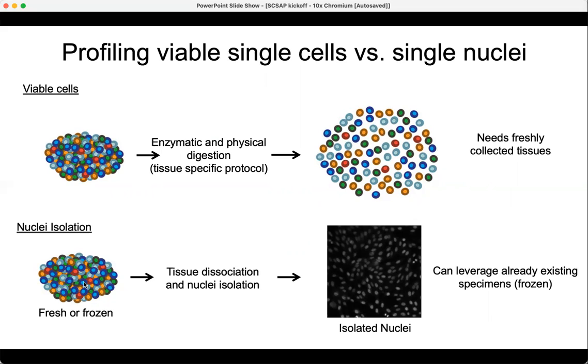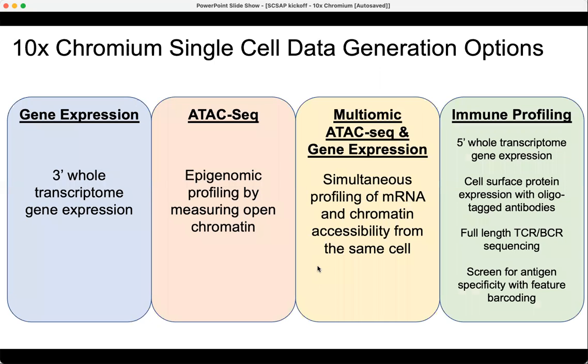There are also options to use nuclei isolation techniques and profile individual nuclei. Here we could take fresh or frozen tissue, dissociate these, isolate the nuclei, and then profile the RNA or the epigenetic patterns within those nuclei, meaning that we can leverage already existing specimens. Many of you are probably like me, we have a freezer just full of experimental specimens that have been frozen that may be waiting to be leveraged in these single cell techniques.